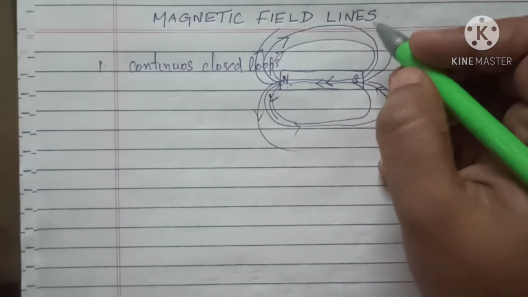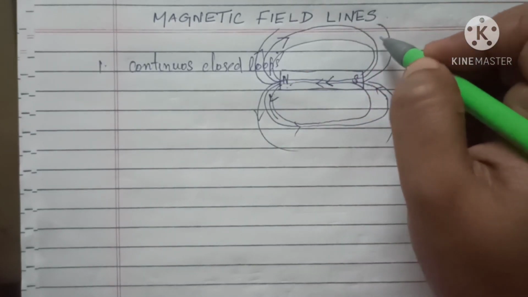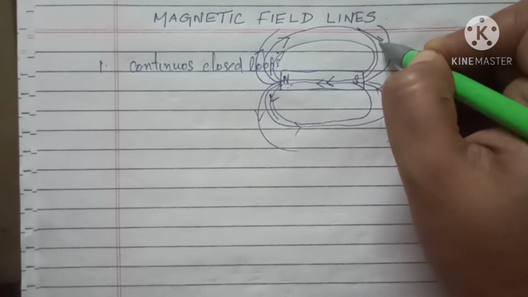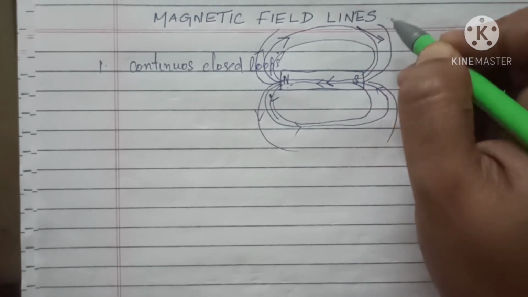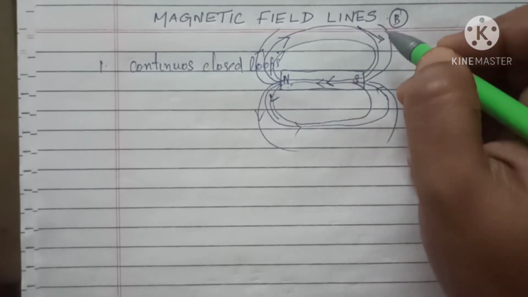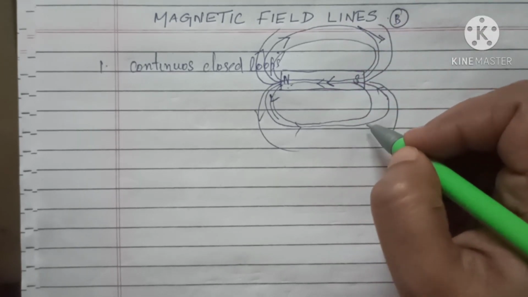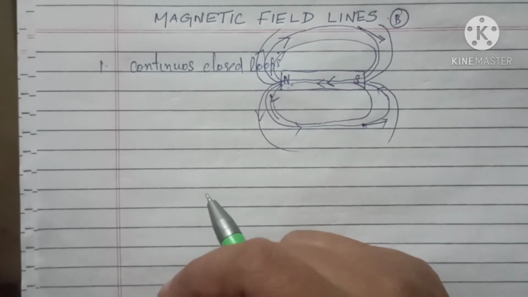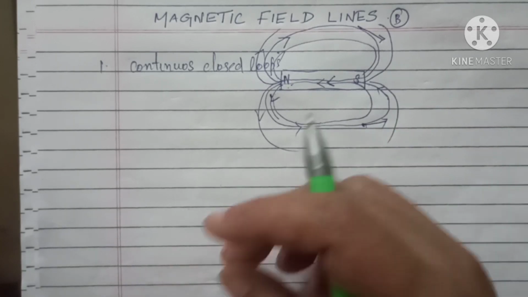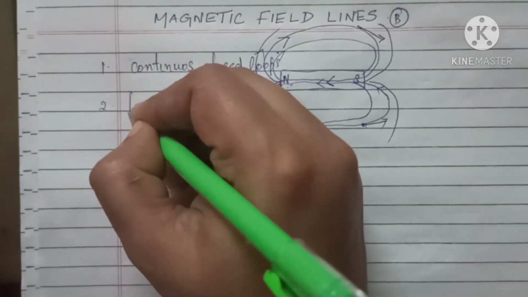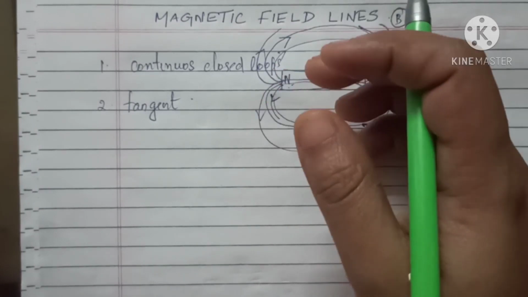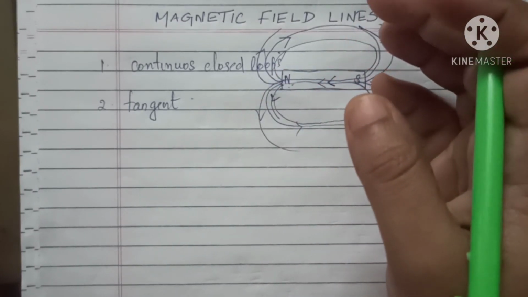Now the second one is, if you want to find the direction of magnetic field at this particular point, you have to draw a tangent here. Okay, so this tangent will give you the direction of magnetic field at that point. Similarly, at any magnetic field line, you can draw a tangent which gives the direction of magnetic field at that point. Okay, so that is the second point. The tangent drawn to the field line will give you the direction of magnetic field.